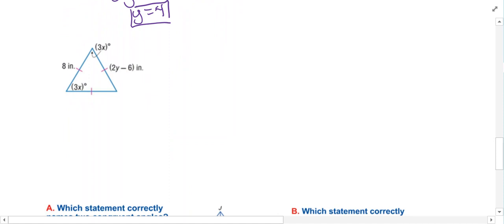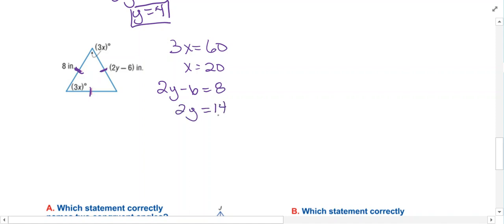For the next picture, we have that all sides are congruent, so we have equilateral, which means that all the angles are congruent. So each angle would have to equal 60 degrees. So 3x equals 60, and x equals 20. We know that all the sides are equal, so we'll pick this side here and this side, the two sides we have information for, set them equal to each other. So 2y minus 6 equals 8. So 2y equals 14, and y equals 7.